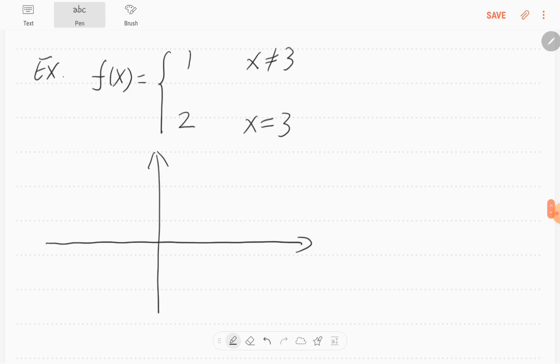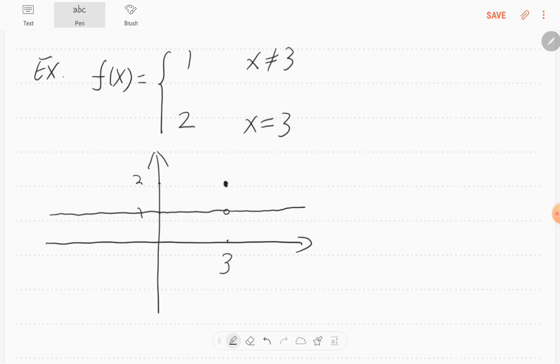So here is 3, for example. Here is 1. Here is 2. Okay, so the graph would be a horizontal line for y equals 1, but at x equals 3, it's a hollow circle, because when x is 3, it's not equal to 1. It's equal to 2, so we have a solid point here.